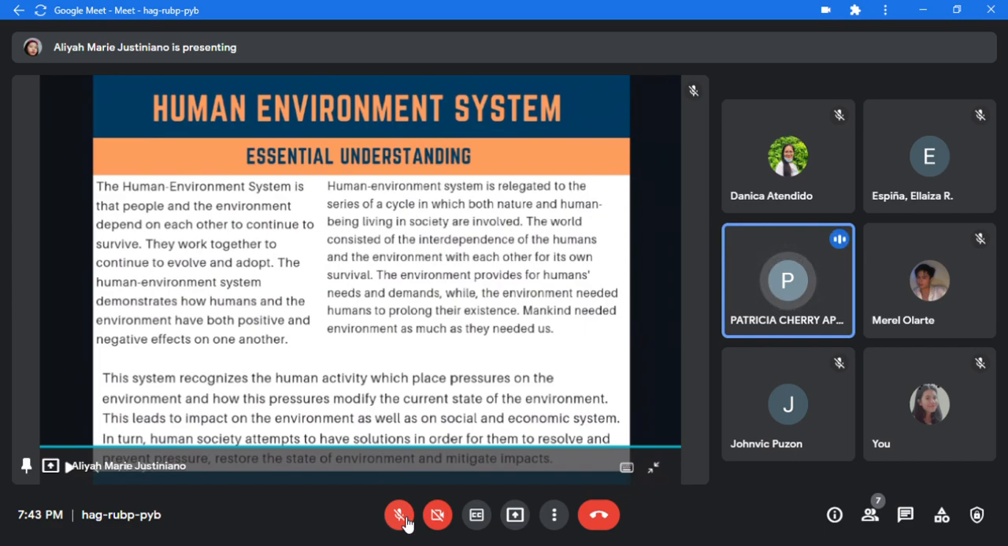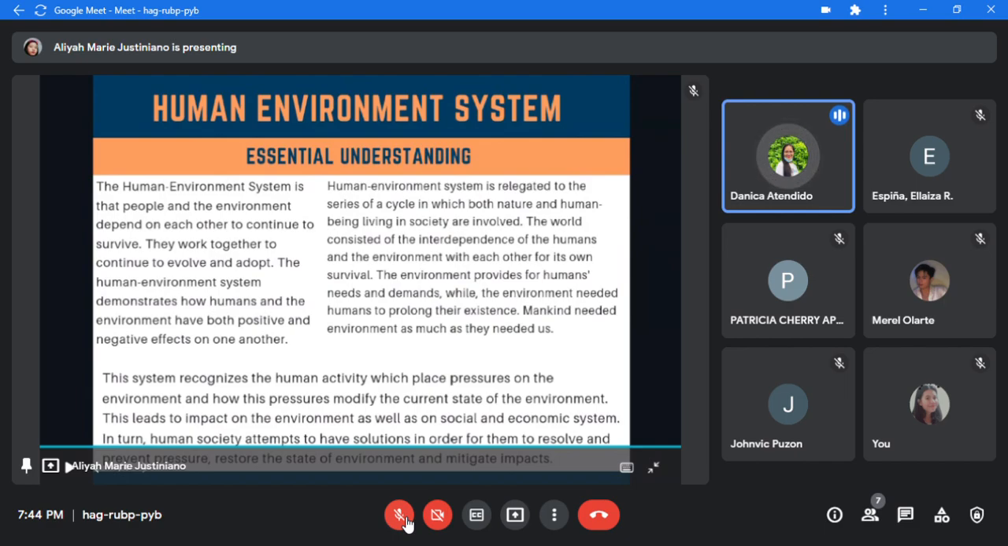This system recognizes the human activity which place pressures on the environment and how these pressures modify the current state of the environment. This lead to impact on the environment as well as on social and economic systems. In turn, human society attempts to have solutions in order for them to resolve and prevent pressure, restore state of environment and mitigate impacts. The way humans impact the environment through their thoughts and actions. The environment has an impact on humans, and humans have an impact on the environment. These effects evident in themselves in a variety of ways.